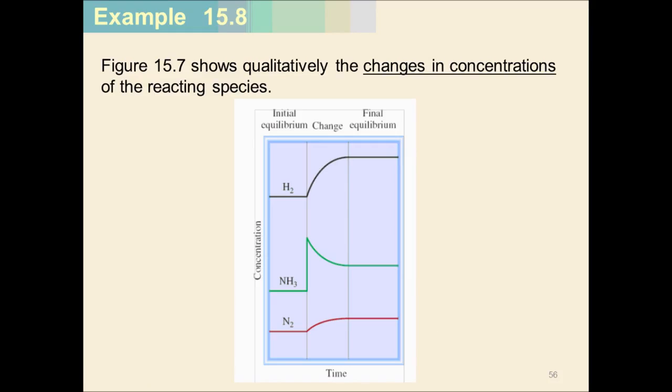On slide 56 again, showing this, once again, if you increase the amount of ammonia, the system will try to decrease that. What will happen is that you will increase the amount of nitrogen and hydrogen. So we qualitatively see the changes in concentration of the species in this graph.